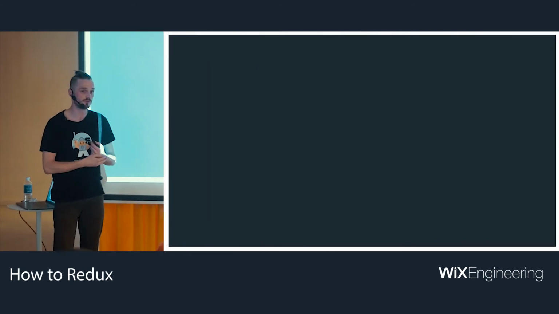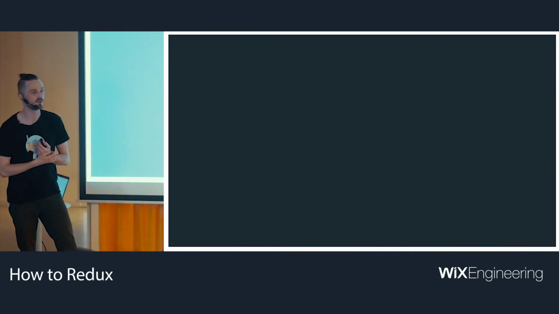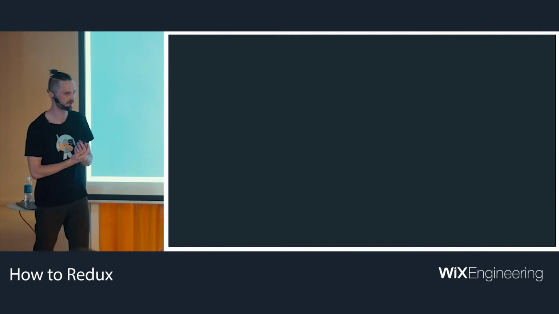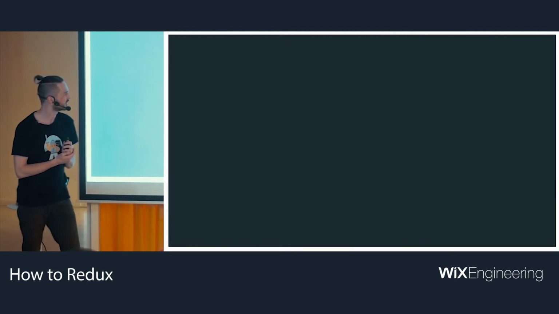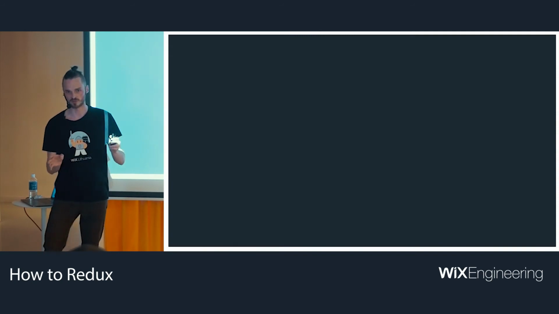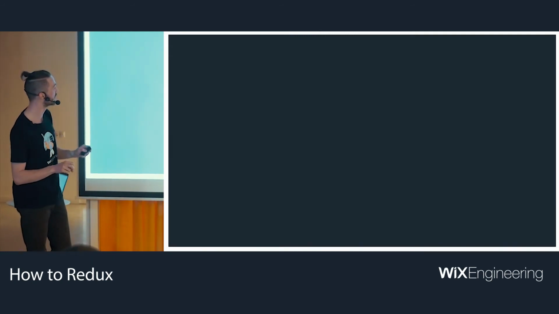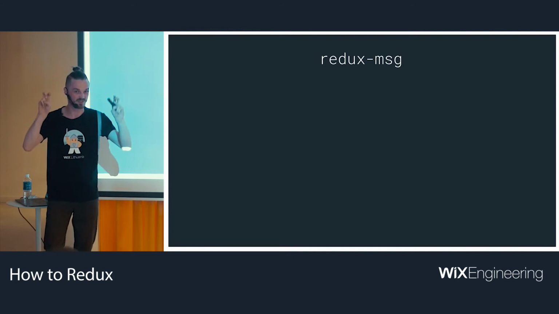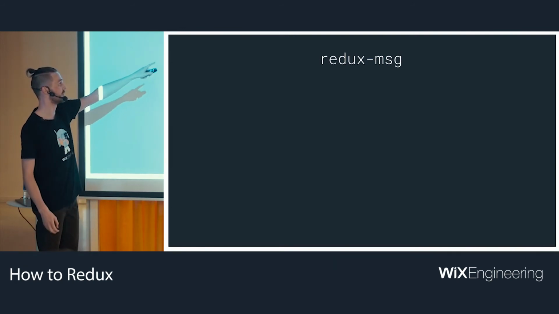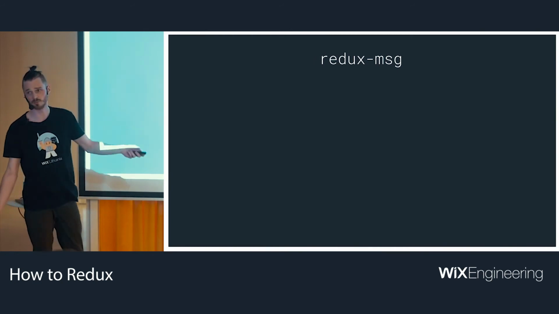In the description of my talk, I sort of said that I will not show any complex concepts or big libraries or anything. I lied a little bit. I'm not going to show complex concepts. I'm not going to show big libraries, but I'm going to show a really, really small library, which is not really a library, which I called Redux MSG. Great name, thanks.